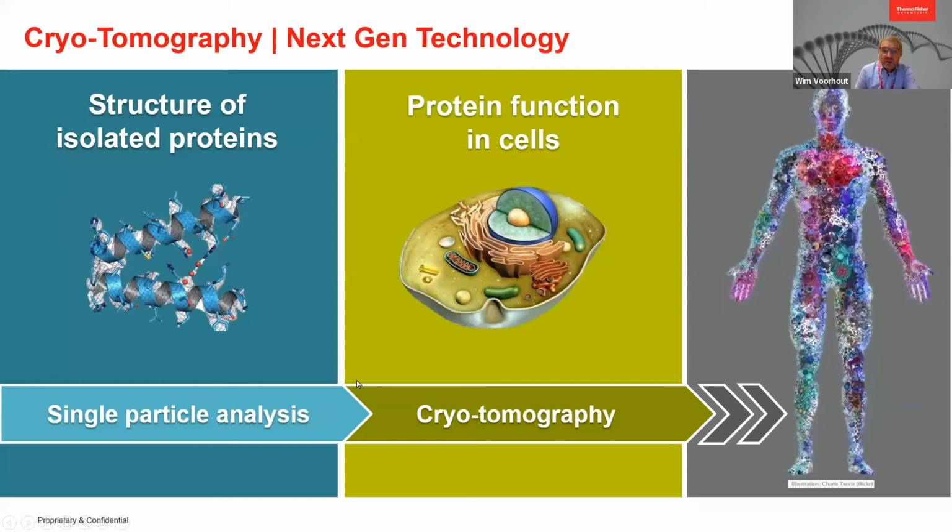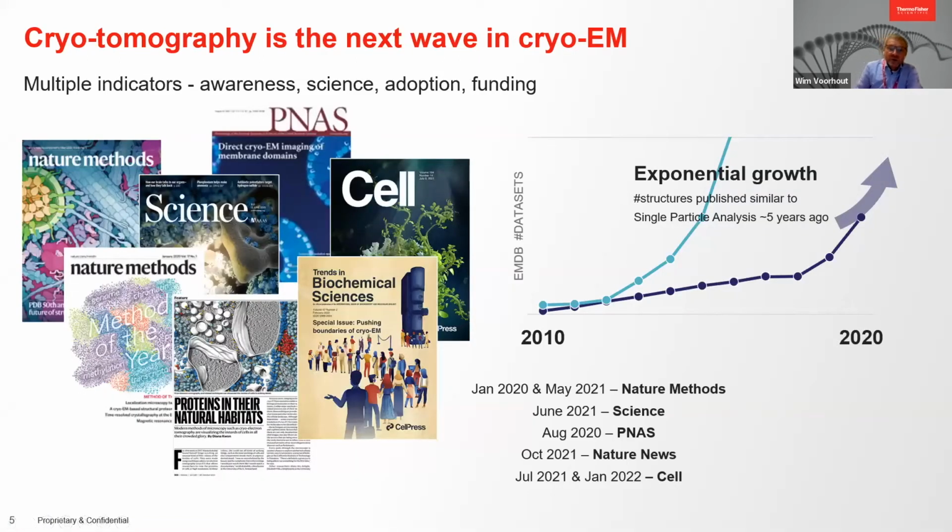And there are also a few indicators for that. If you look at the high impact journals, like Nature Methods, where it was mentioned as the method of the year in 2020, but also in other journals like Science and Cell and PNAS, there's more and more interest in cryotomography. And also, if you look at the number of publications, you can see a steep increase in the number of publications on cryo-electron tomography.